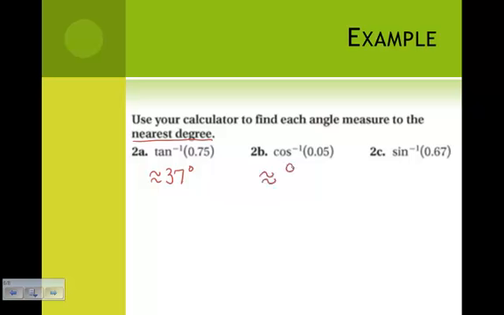And that angle is approximately 87 degrees. And then do inverse sine, second sine of 0.67. And that angle is approximately 42 degrees.